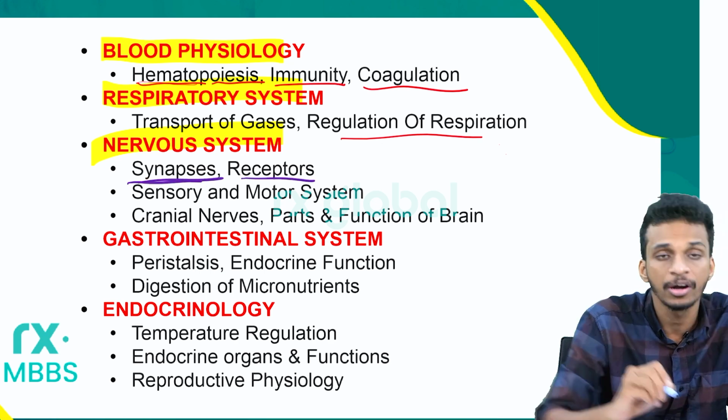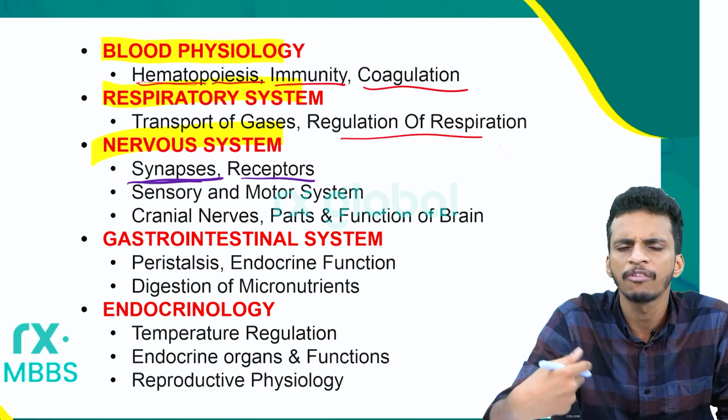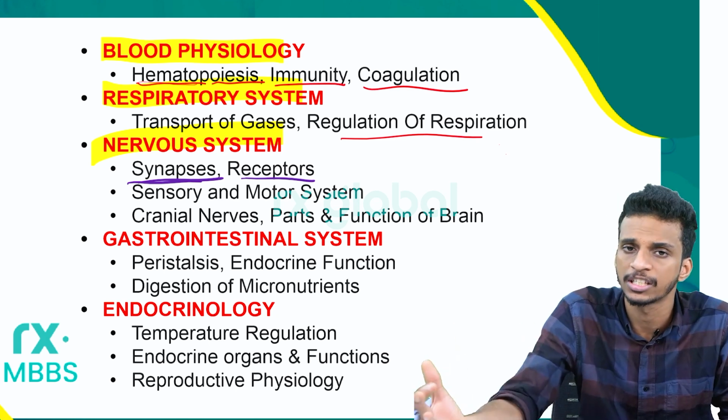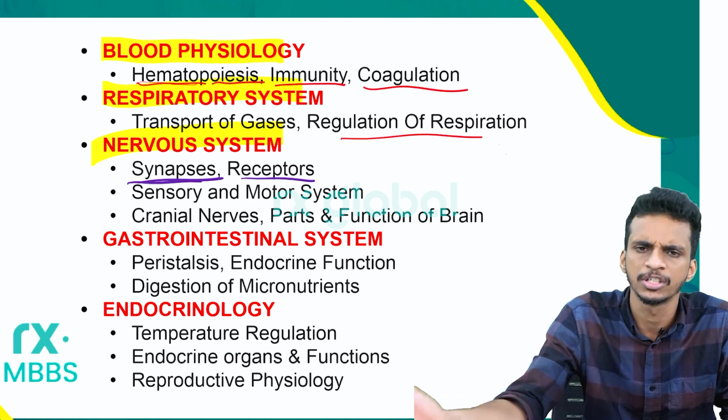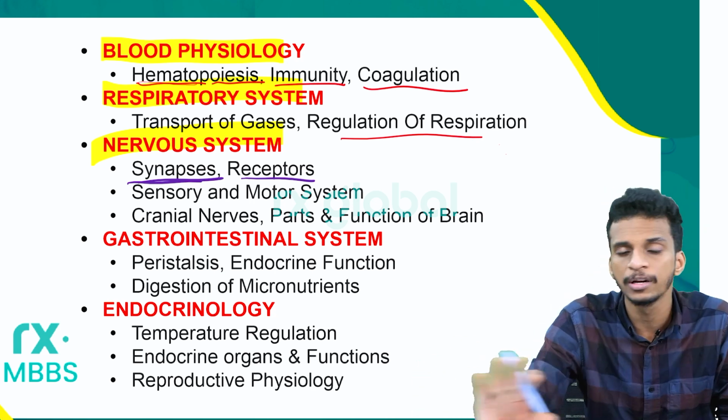Then you'll be learning about different types of receptors. We have receptors for touch. For touch itself, we have different types of receptors. We have receptors for taste, smell, vision and all. So you'll be learning in detail about that.